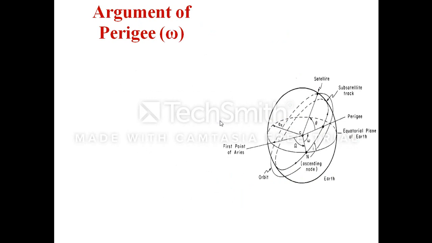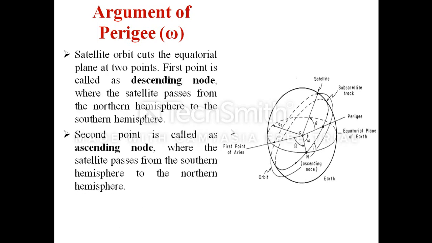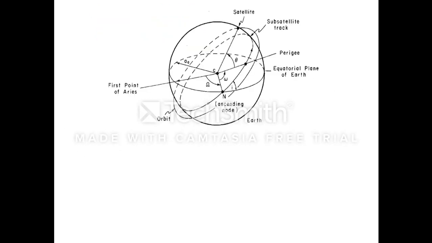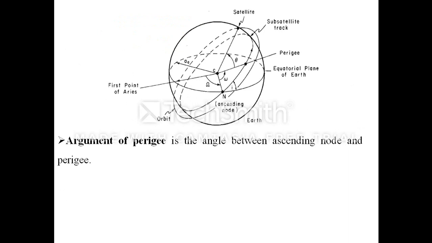Next parameter is argument of perigee, which is denoted by omega. In this figure, this is the argument of perigee. Now, the satellite orbit cuts the equatorial plane in 2 points. One is the descending node and second one is the ascending node. Descending node is the node where the satellite passes from the northern hemisphere to the southern hemisphere. And the second point is called the ascending node, where the satellite passes from the southern to the northern hemisphere. This argument of perigee is the angle between the ascending node and the perigee.